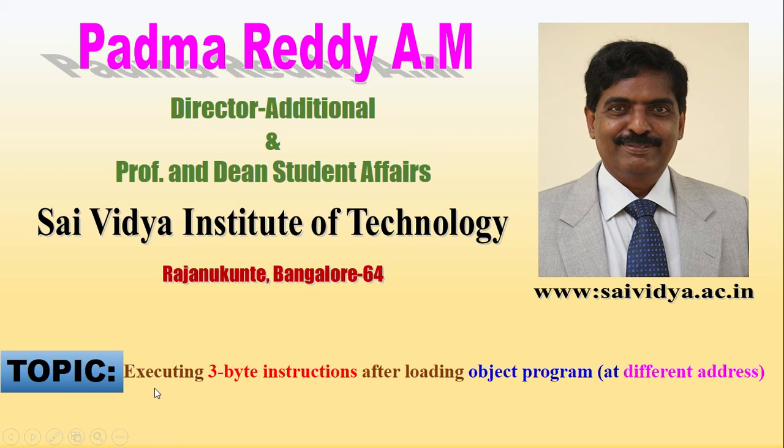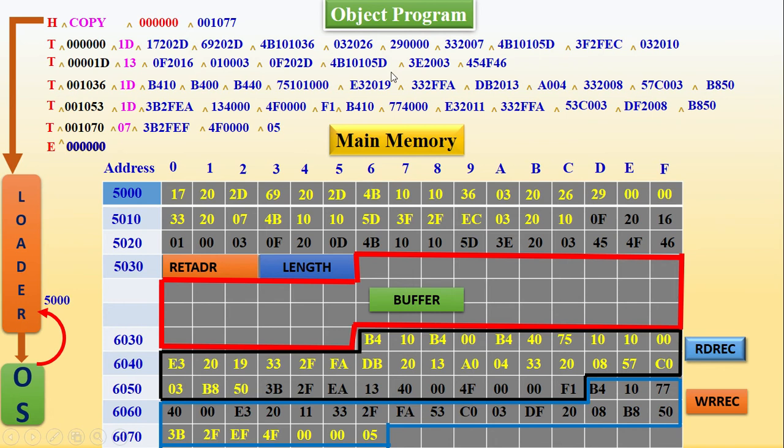Today's topic will be executing a 3-byte instruction after loading the object program at a different address. In the previous video, I already explained how this object program can be loaded into main memory starting from location 5000, because the operating system says go to the location 5000 and load the program. So the loader has loaded the entire object program into the main memory starting from location 5000.